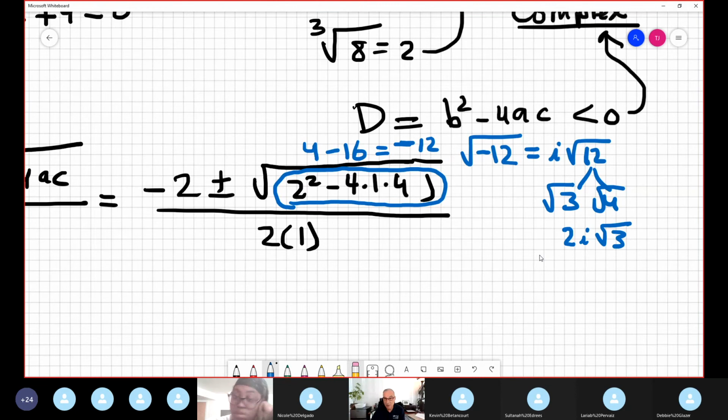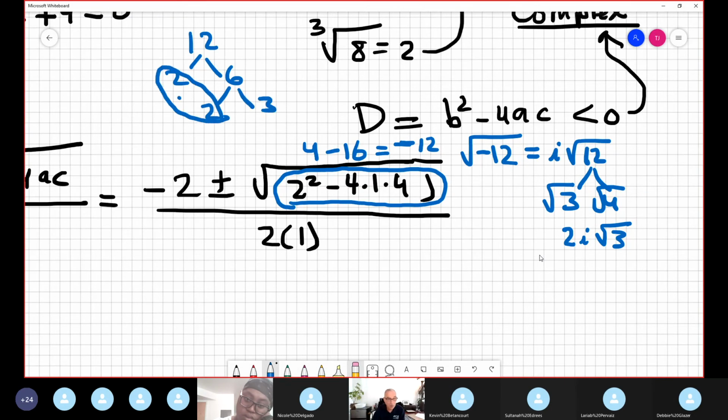Do you follow me? Everyone follow me? Okay, there's a radical 12. What is 12? There are many ways to visualize this. 12 is divided by 2, prime factorization, 6, 2, and 3. Look at that, a couple of 2s represent one 2 outside. That is the reason I put a 2 outside, and the 3 stays inside the radical. Now, so far, my solution is negative 2 plus or minus 2i radical 3 divided by 2.